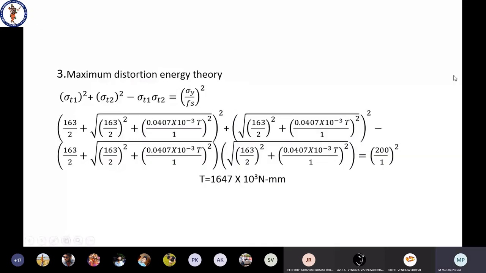So the third theory is maximum distortion energy theory. Sigma T1 square plus sigma T2 square minus sigma T1 sigma T2 equals sigma y by Fs whole square. Substitute the values of sigma T1 and sigma T2: minus sigma T1 into sigma T2 equals 200 by 1 whole square. By simplifying it, the torque becomes 1647 into 10 cube Newton millimeter.